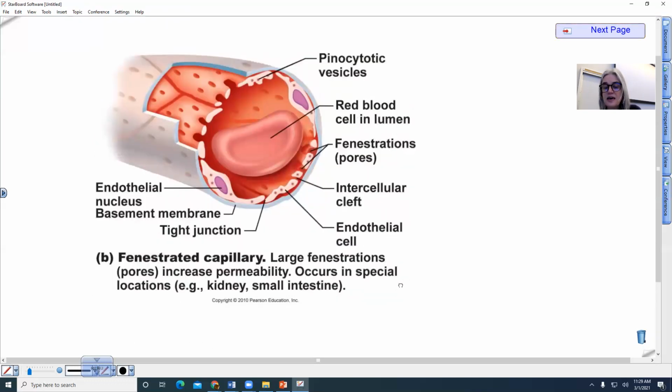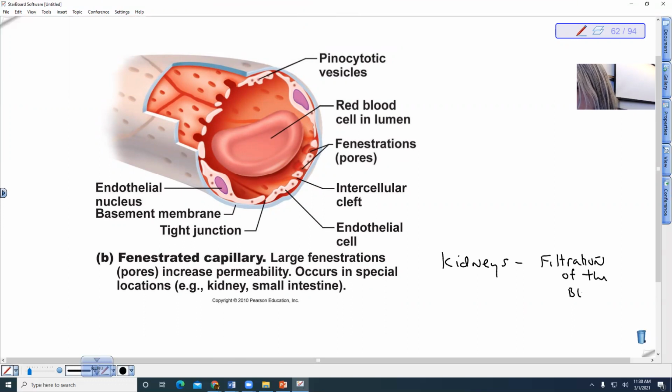Okay, if we look at the fenestrated capillaries, now notice it looks like Swiss cheese. There are holes in the capillaries. These are pores. Fenestrated capillaries have pores. One place that they are located is in the kidneys, because this is where we have filtration of the blood. So we need a lot of the stuff that is in the blood to leave the blood, so we need it to be more leaky, more permeable, when it goes into the capillary beds of the kidney.